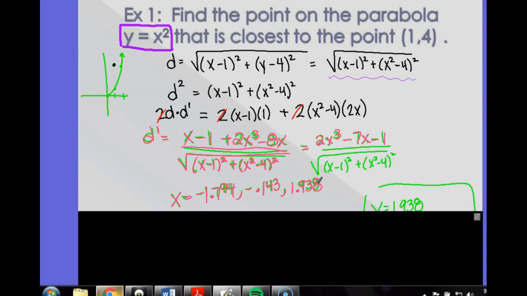I'm still a little confused on why it's over the distance formula. Because remember, it's a derivative. You asked about this d prime. That d can't stay with d prime, we have to divide by it.